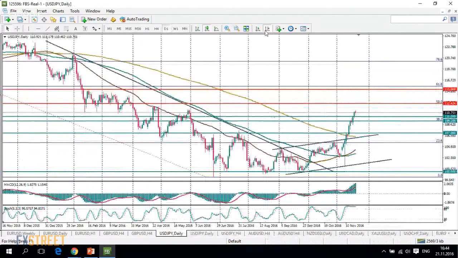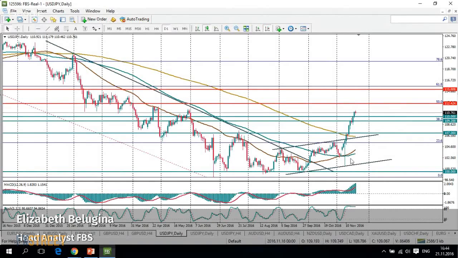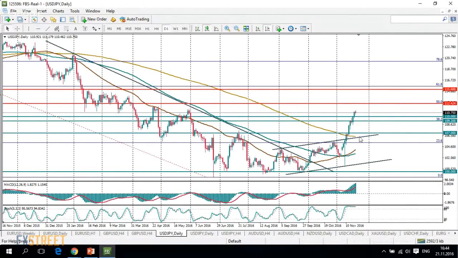Let's switch to the daily chart. Here we also see that stochastic is in a very overbought area and MACD is also high. For now, dollar yen has been moving to the upside without any sizable corrections. Here we see that on the daily chart, the 50-day moving average is moving higher, and in some time it will cross the 200-day moving average to the upside, and this will strengthen this move of the pair to the upside.